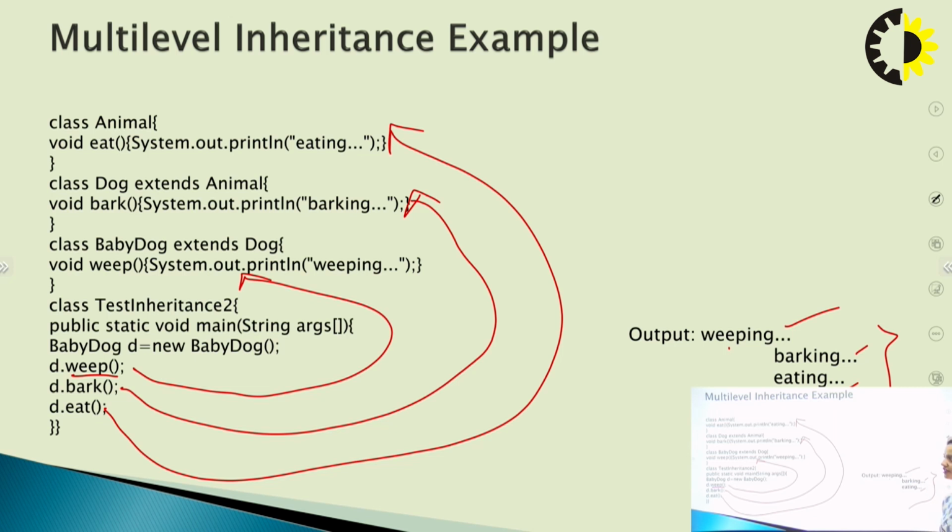So this kind of inheritance is known as multi-level inheritance, where we have one parent class having one child, and then the child class is having a further child class. So that child class will be able to access its parent class or ancestor class also with the same object.